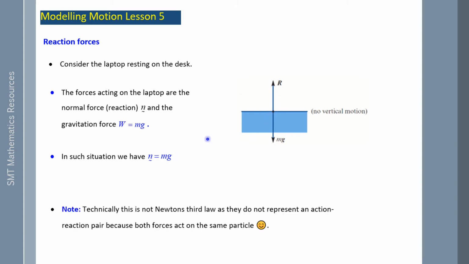Note, technically, this is not Newton's third law, as they do not represent an action-reaction pair, because both forces act on the same particle.